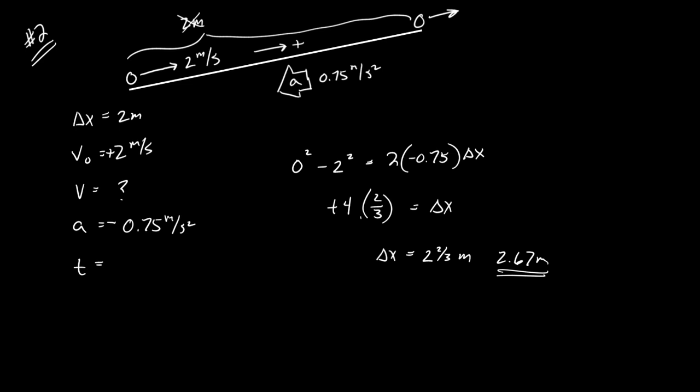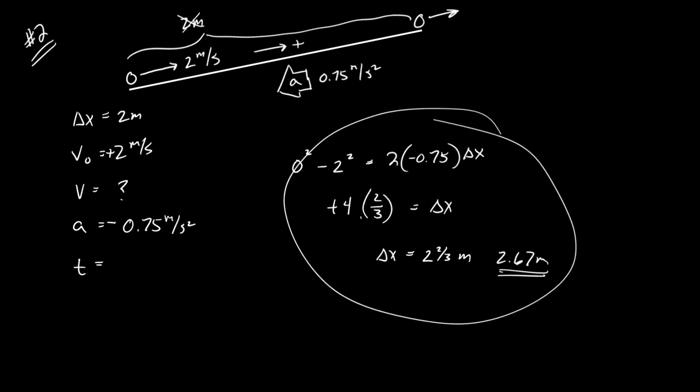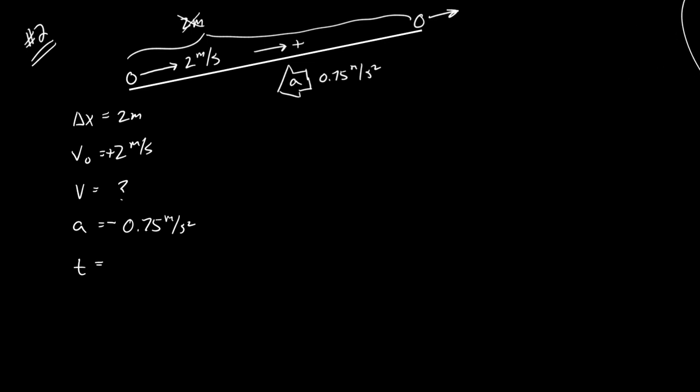And this work was just enough to tell us that we know the marble will make it to the top of the ramp. So, bye-bye. And we'll do the rest of the problem this way. V squared minus V naught squared equals 2a delta x. So V squared minus 2 squared equals 2 times 0.75 times delta x, which is 2.